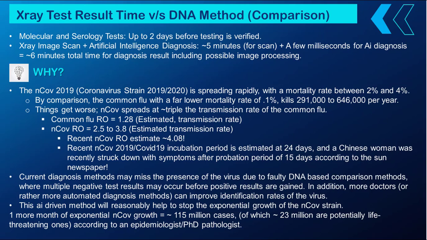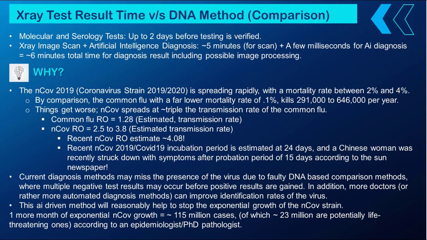By comparison, the common flu, with a far lower mortality rate of 0.1%, kills 291,000 to 646,000 per year. These things get worse as nCoV spreads at triple the transmission rate of the common flu. The common flu R0 is equal to 1.28 estimated transmission rate, and nCoV R0 is equal to 2.5 to 3.8 estimated transmission rate.